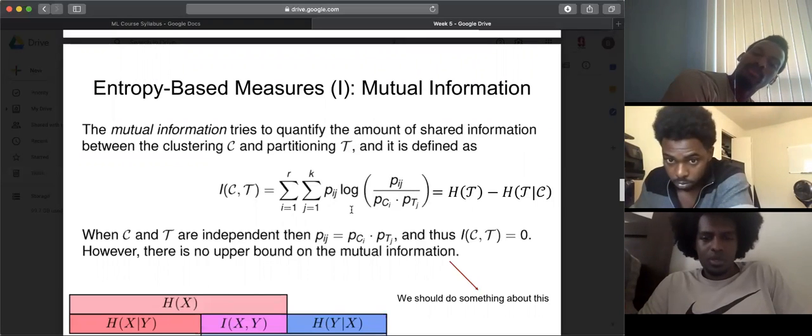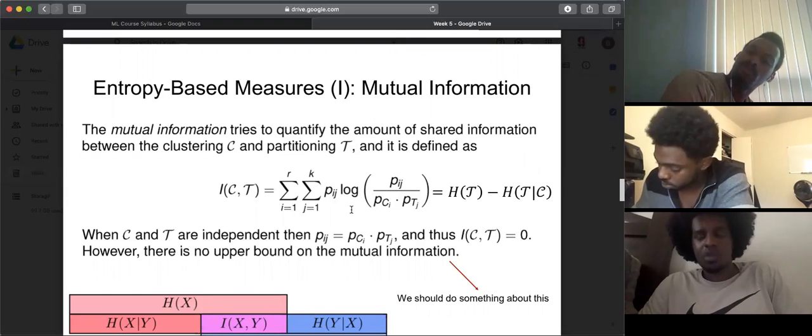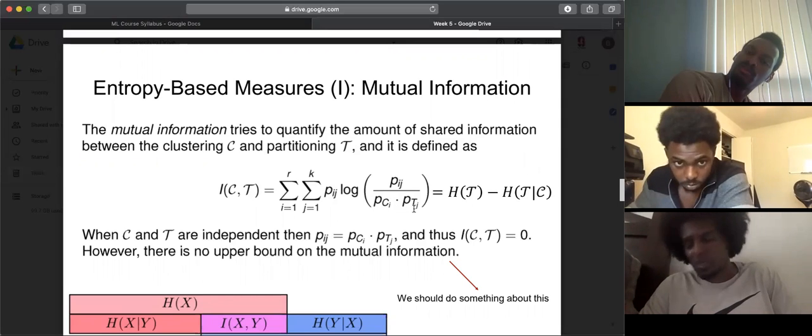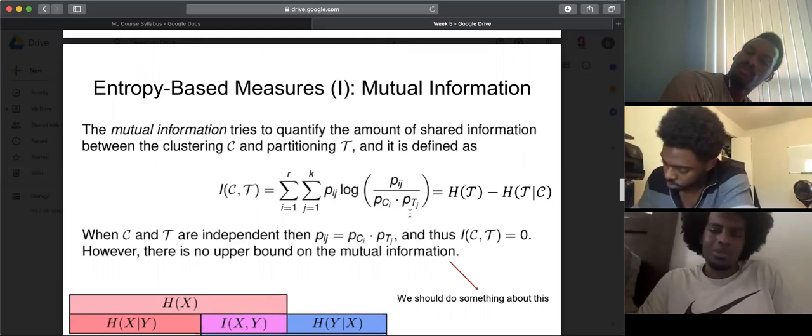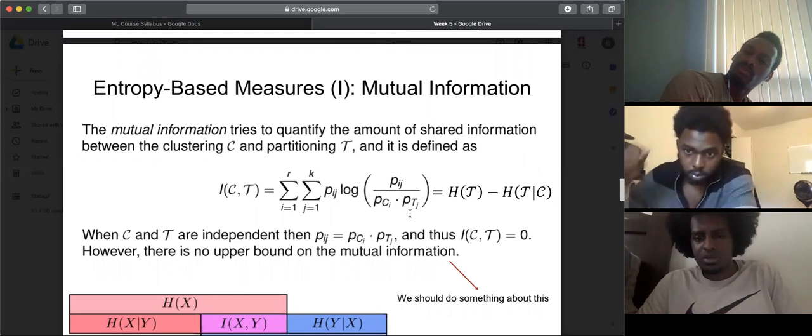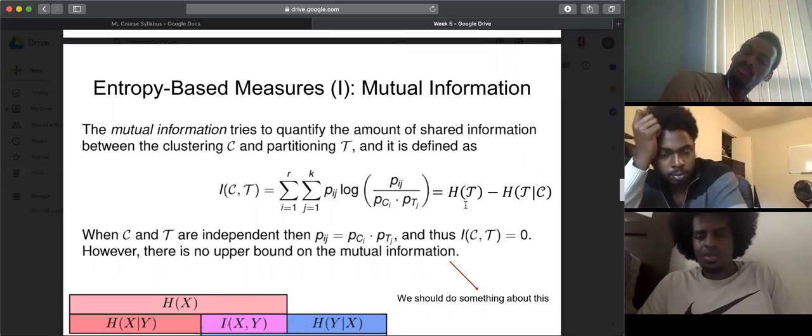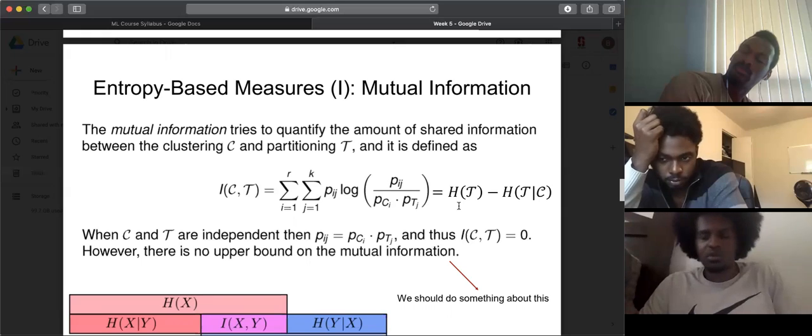And then you have the log of P of i j, which again is just n of i j divided by n, and then divided by the probability of C i, which was how many data points were in cluster C over the total number of data points, and you multiply that by the number of data points in tau divided by the total number of data points. And so that gives you the entropy of tau minus the conditional entropy of tau given C is held constant.